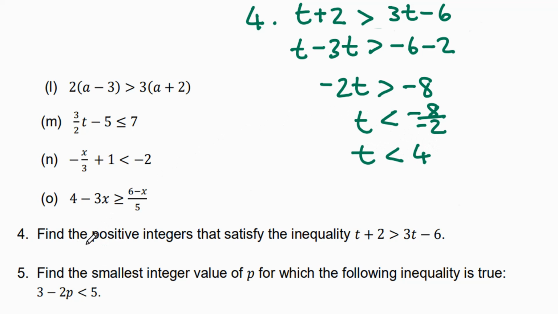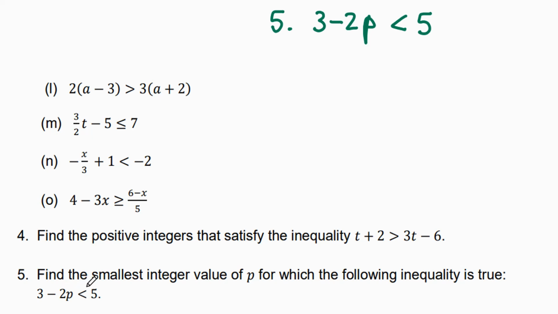Now it says find the positive integers that satisfy this inequality. So which positive integers are smaller than 4? And we can write the answer in set notation. So t will be an element of, of course, the smallest positive integer less than 4 is positive 1, then 2, and then 3. Note that t is strictly less than 4, so we won't include 4 as part of our answer.